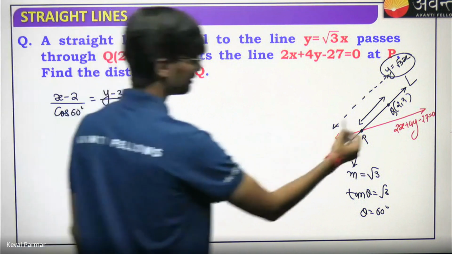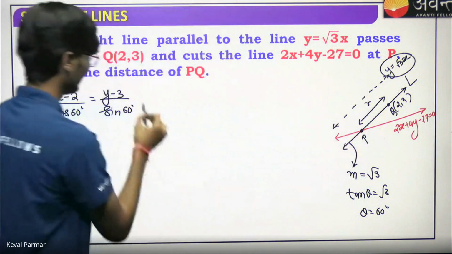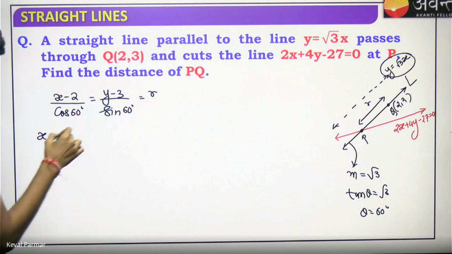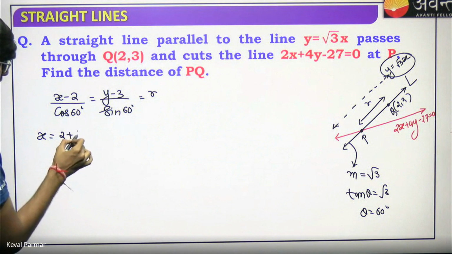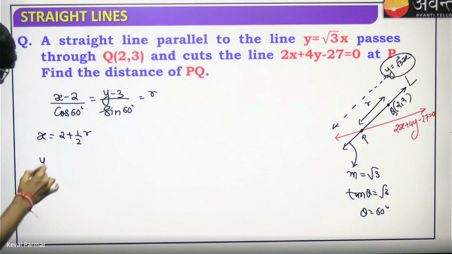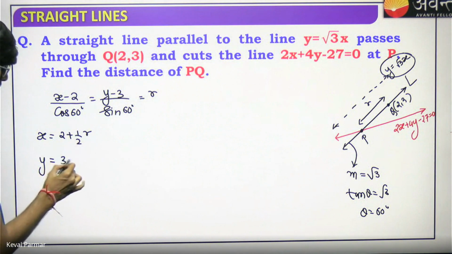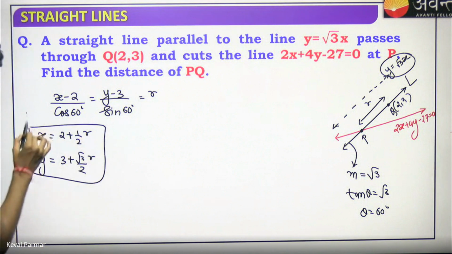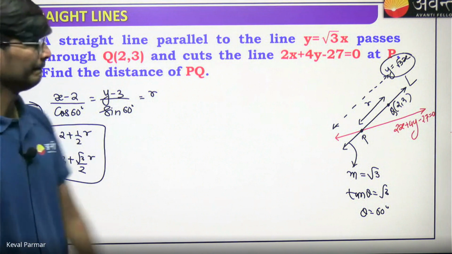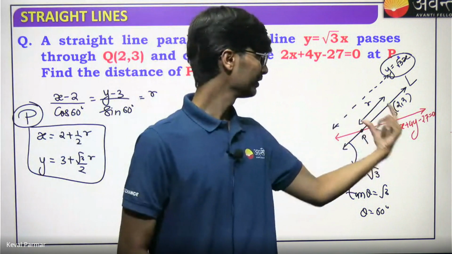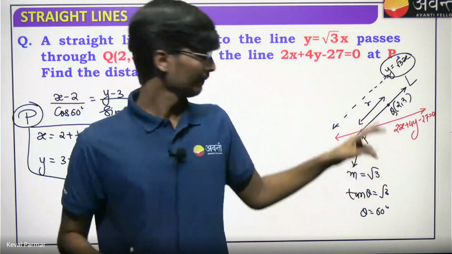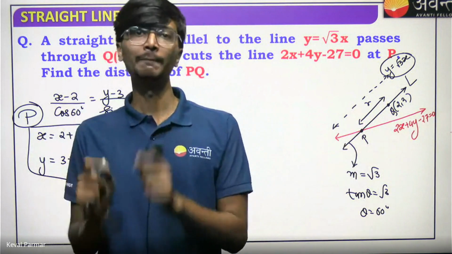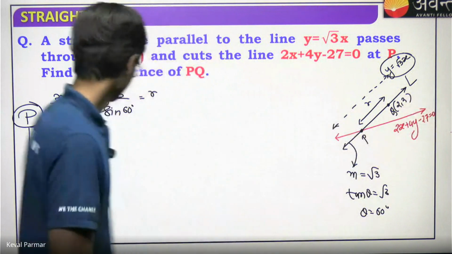And let this distance be r. I can write it equals r. So what I'll get? x equals 2 plus cos 60 times r, cos 60 is half, so 2 plus half r, and y equals 3 plus sin 60 times r, sin 60 is root 3 by 2, so 3 plus root 3 by 2 r. These are the coordinates of point P, because point P is at a distance of r. Now, point P lies on this red line. That means I can substitute point P in the equation of the red line. This is the point P.